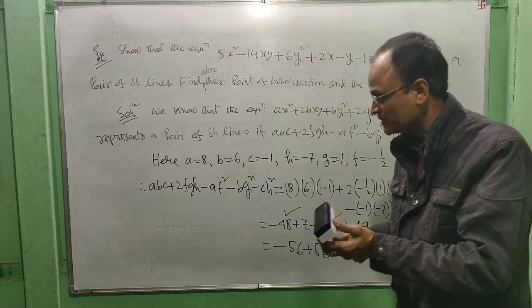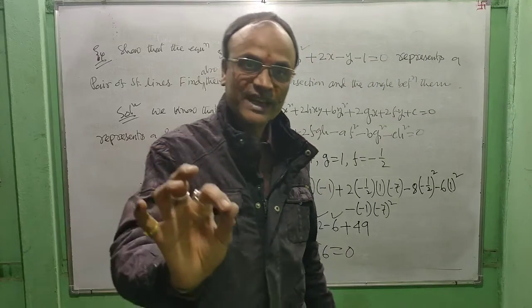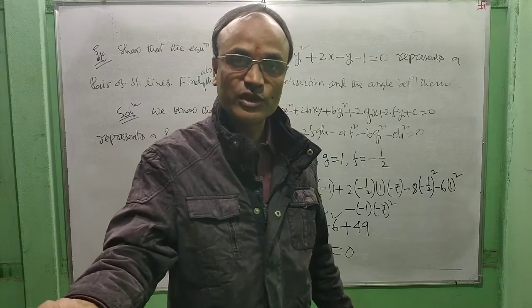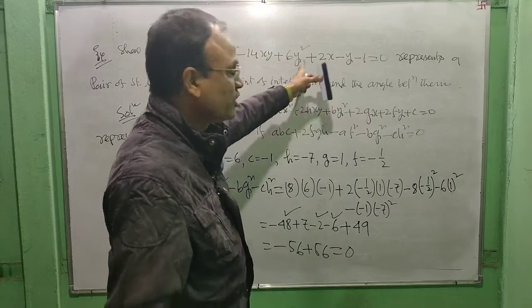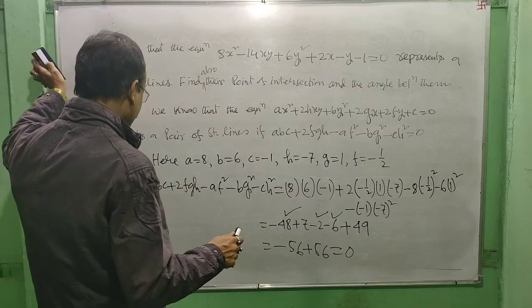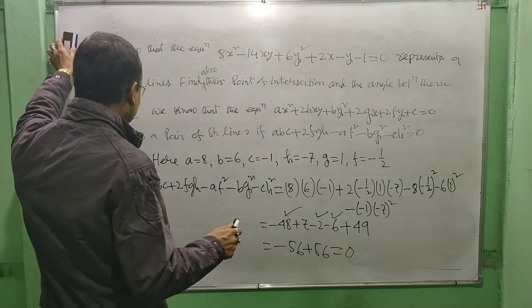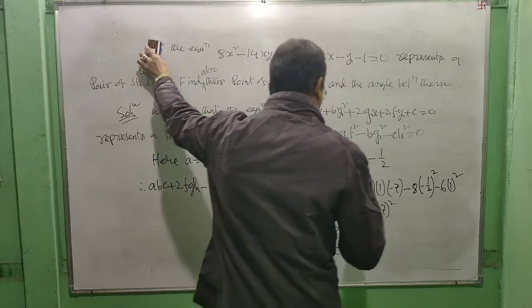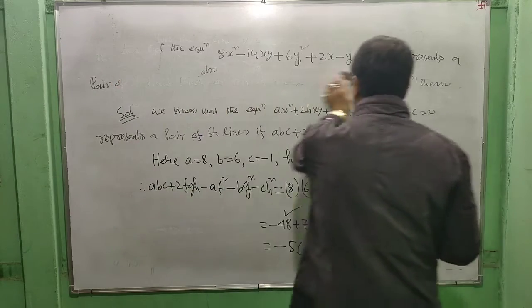Since ABC plus twice FGH minus AF square minus BG square minus CH square equal to 0, therefore the given equation represents a pair of straight lines.